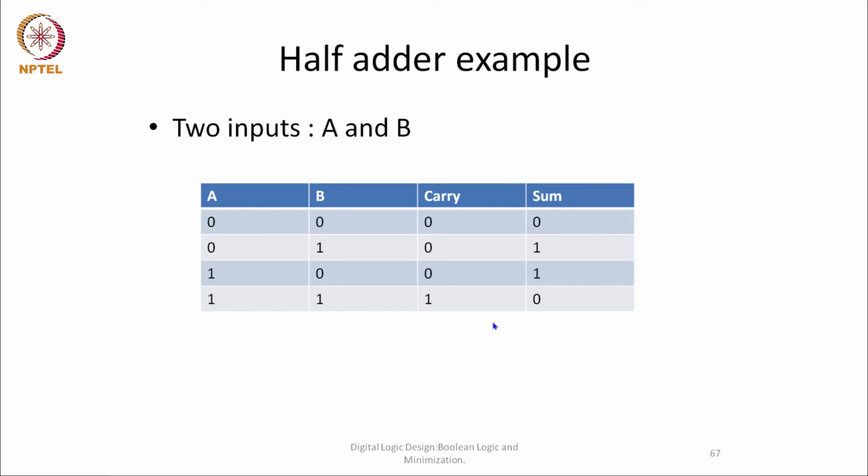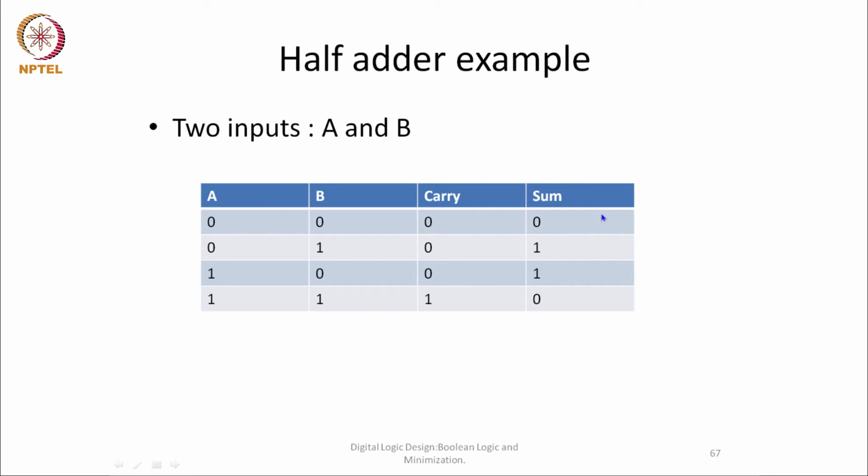To take an example, I'm taking a half adder. There are two inputs, A and B, and there are two outputs: one is sum, another is carry. When the inputs are 0 and 0, sum is 0 and carry is also 0. When A is 0 and B is 1, then sum is 1 and carry is 0. Similarly, if A is 1 and B is 0, then also sum is 1 and carry is 0. If both A and B are 1, then sum is 0 and carry is 1.